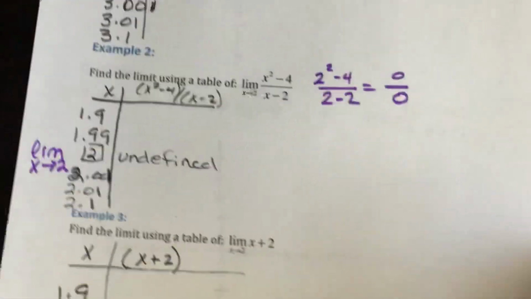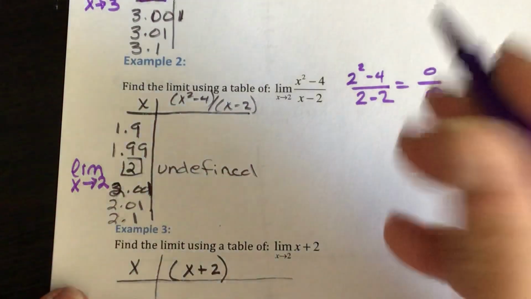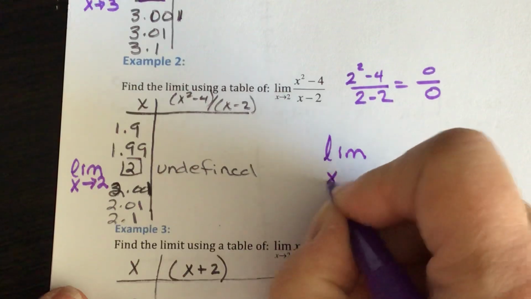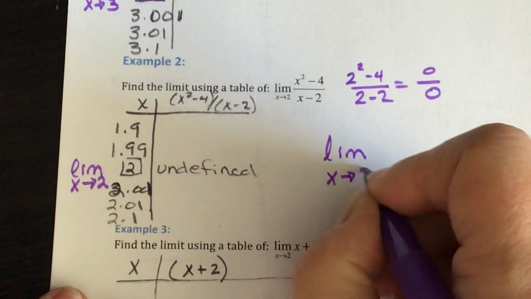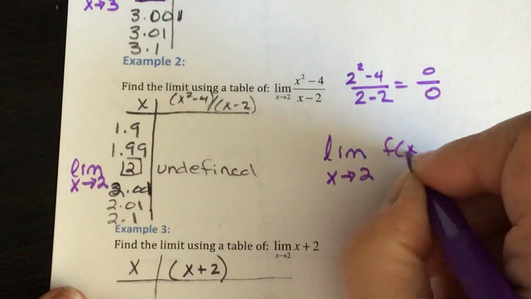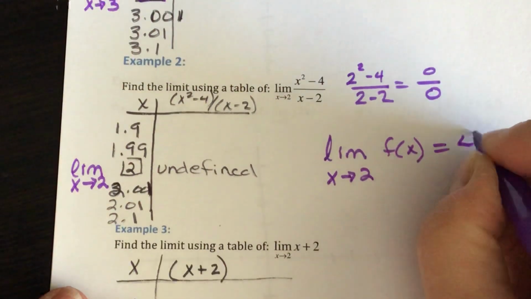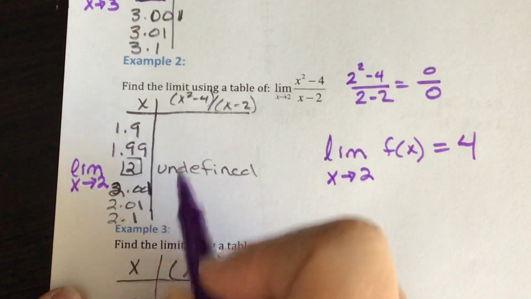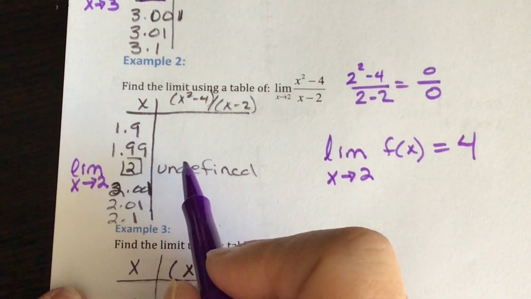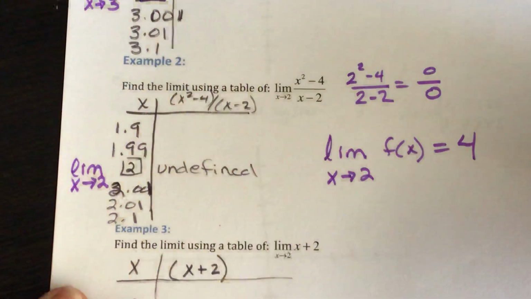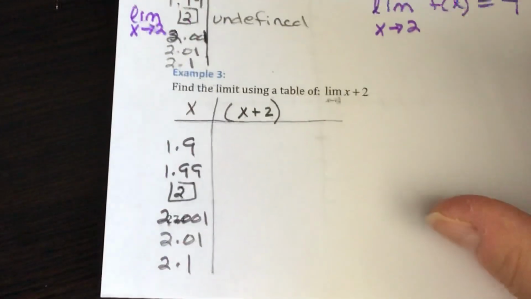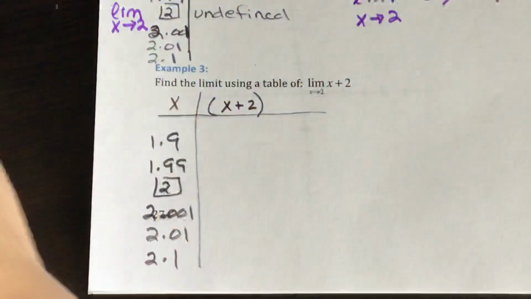So in this case, I would write that as the limit as x approaches 2 of our function. I'm not going to write out the whole function. In this case it is 4, because these numbers, as I showed in the table, are getting close to 4. All right, so this is how this works in terms of getting this on Desmos.